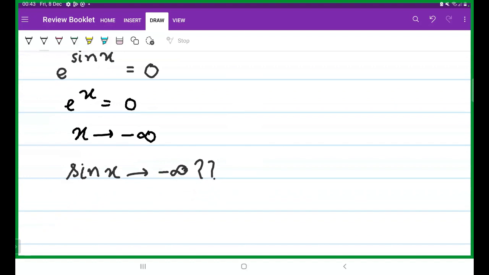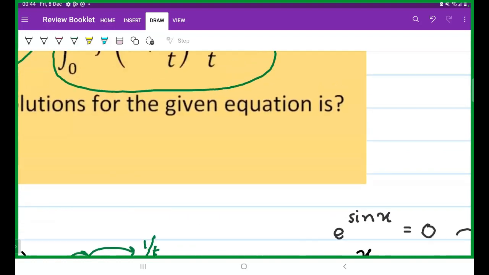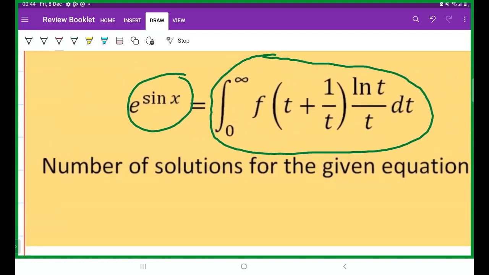The range of sine x is between 1 and minus 1, right? So the value of e to the power sine x will always be in the range 1 by e to e. So it will never be 0. Okay. So the number of solutions, the answer basically will be 0. There you have it. The answer for this question is 0. Thank you.